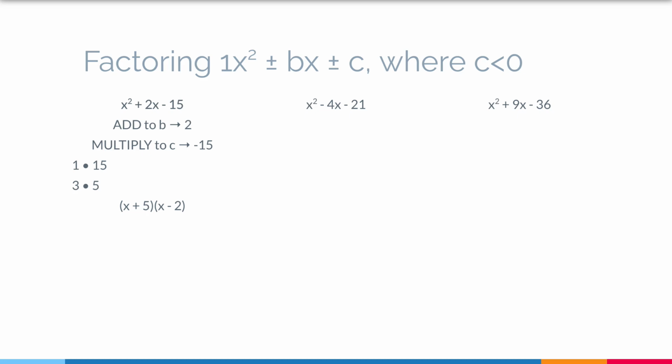So if b is positive but c is negative, b being positive will force the bigger of the two factors to have the plus sign and the smaller of the two factors to have the negative sign. We'll see the opposite of this in the next example.